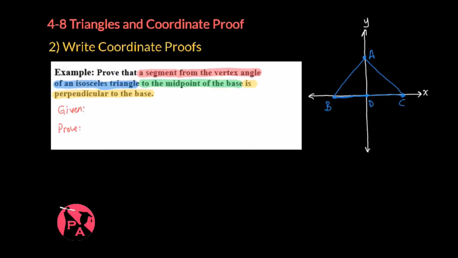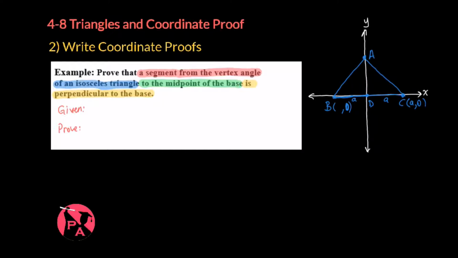Now, the question is how many units we need to go to the right to get to point C from the origin, or from point D. Let's say we need to go a units to the right from the origin to get to point C. That means the x-coordinate of that point is going to be a. Since we are not going up or down, the y-coordinate is going to be 0. Same thing applies for point B. Since it lies on the x-axis, the y is 0. The x is about that number.